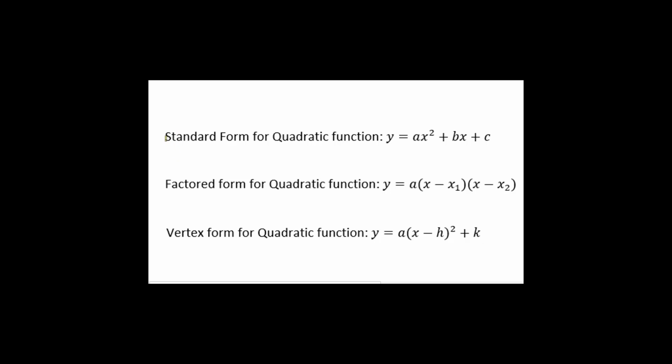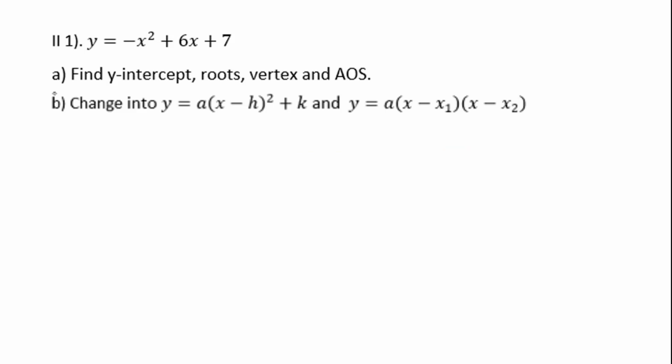In this video, we will talk about the standard form of a quadratic function. For number 1, y equals negative x squared plus 6x plus 7. Find the y-intercept, roots, vertex, and axis of symmetry.